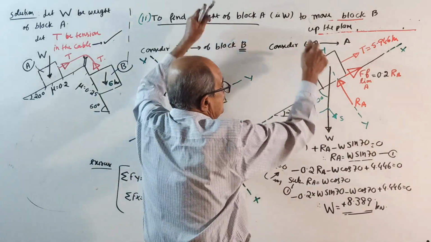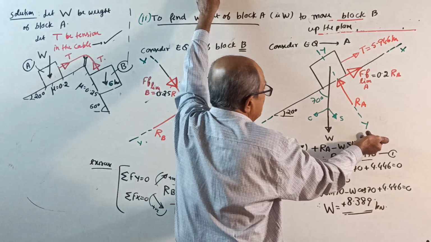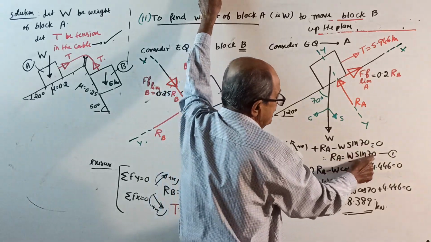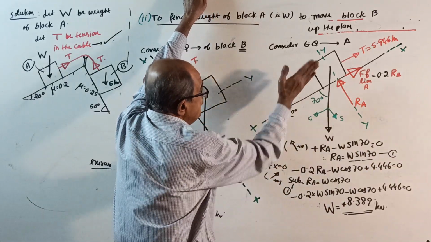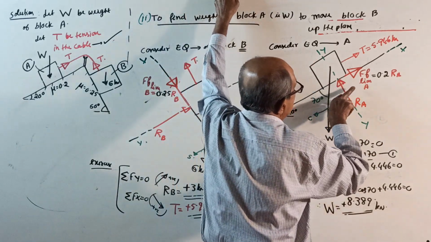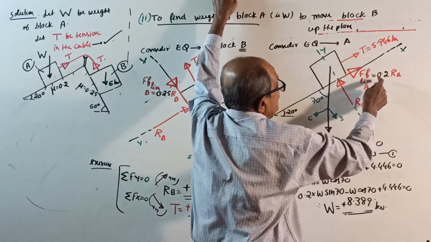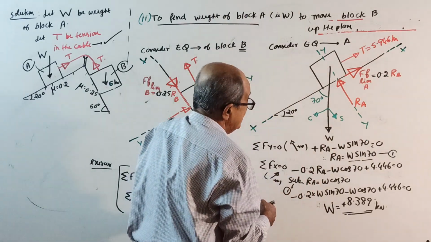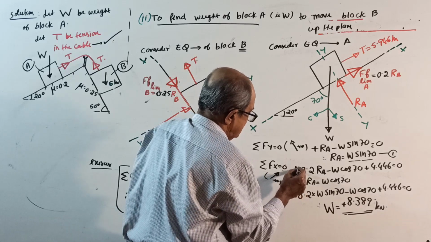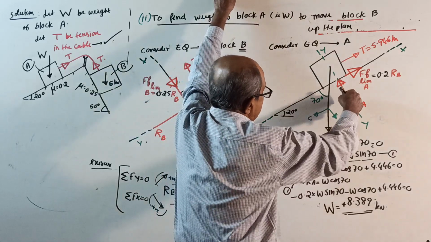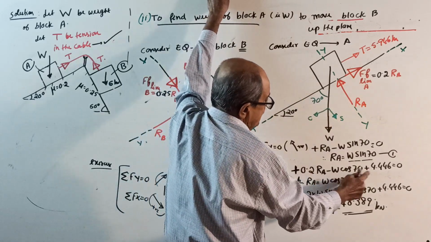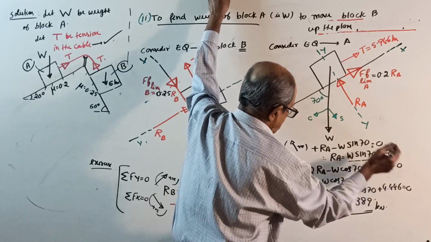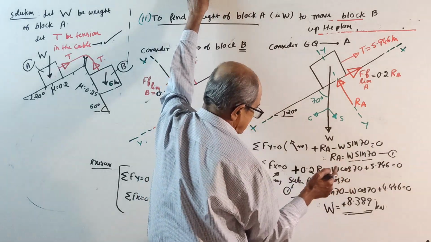Okay, solve here. Sigma Fy = 0, same sketch, same explanation: Ra minus W sin 70 equals 0. Once again Ra will come W sin 70. But when you make sigma Fx = 0, last time it was this way, minus 0.2 Ra. Now it is this way, so it is plus 0.2 Ra. Then minus W cos 70 plus 5.946 equals 0. Substitute Ra as W sin 70.